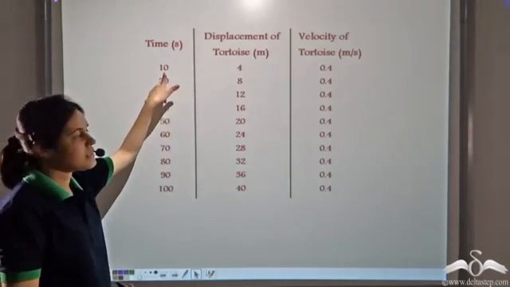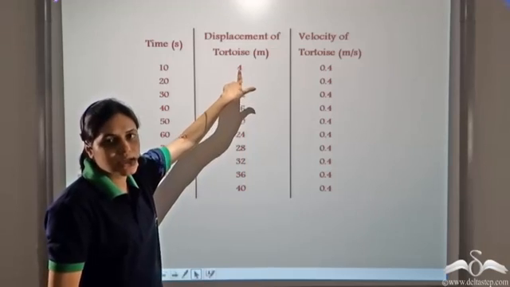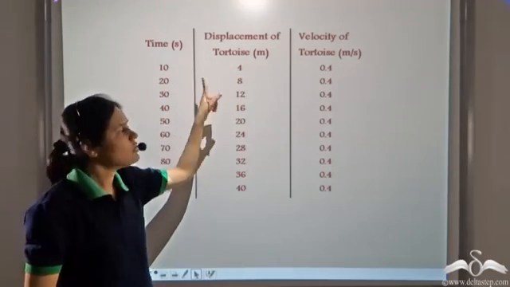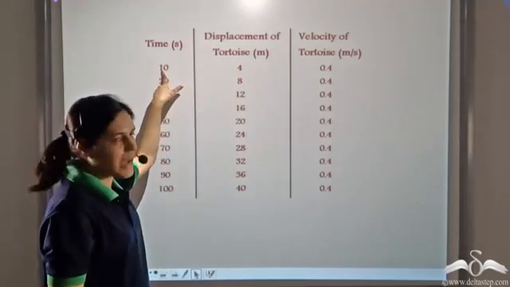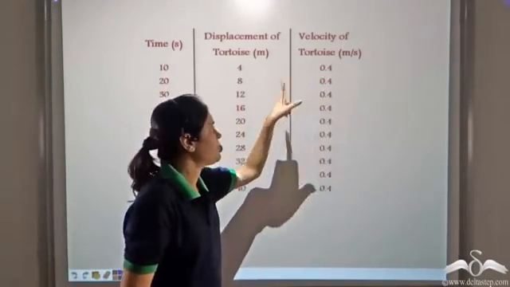After 10 seconds, displacement was 4 meters. Velocity is displacement by time. So it is 4 meters by 10 seconds, that is 0.4 meters per second.